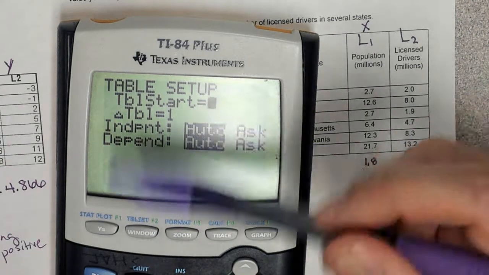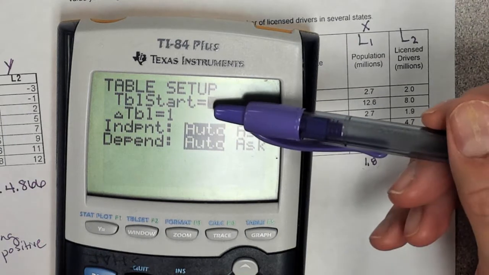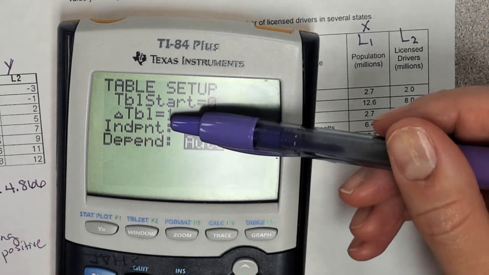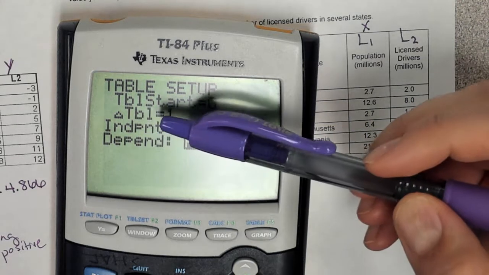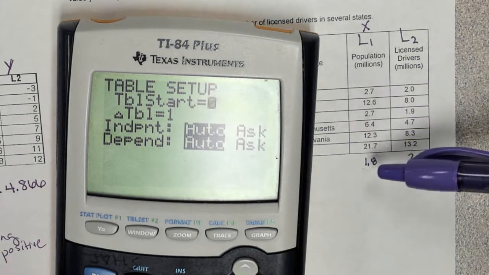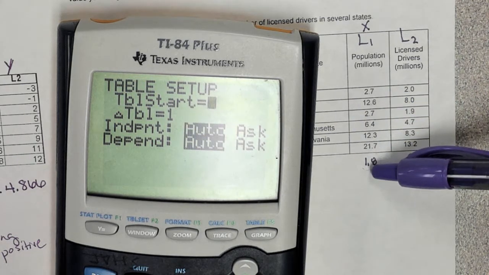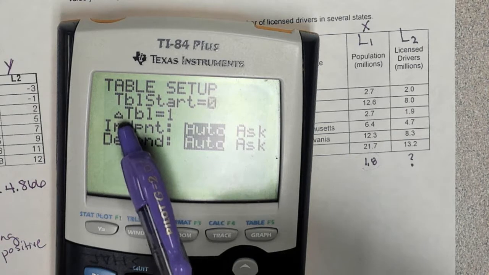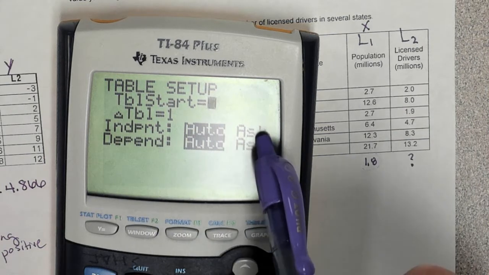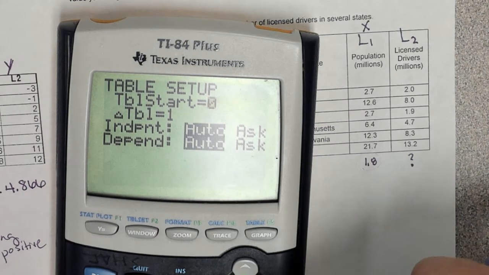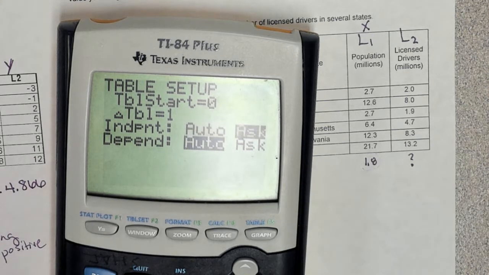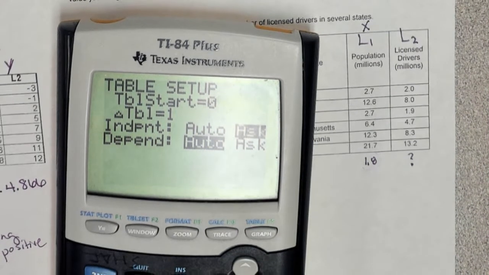And here you can change all kinds of things about your table. You can change where it starts. You can change the increments. So right now it's set to go by, I'm sorry, it's set to go by ones. You could have it go by 0.1s if you want to get to 0.8. But my favorite one is to change independent off of auto and put it on ask. Has anyone ever done that before? Okay, I'm teaching you something new today. Great. So go down, take independent off of auto and put it on ask. Okay? And don't worry, you can put it back when we're done and it will be normal, okay?